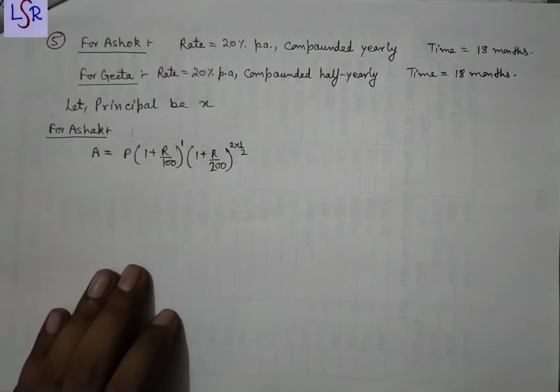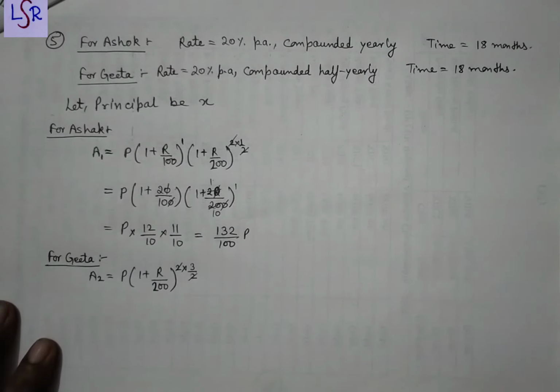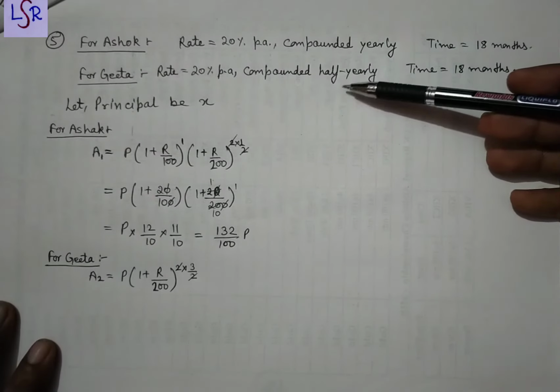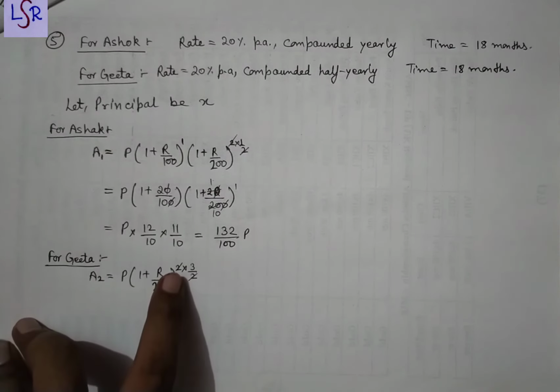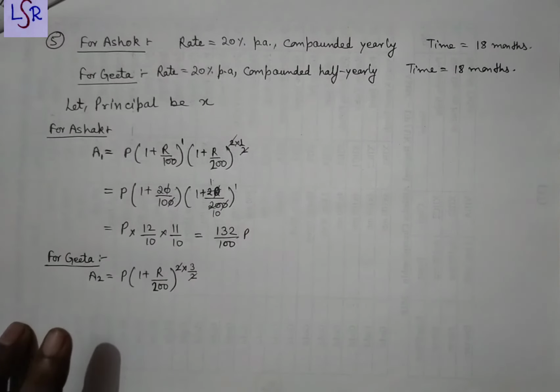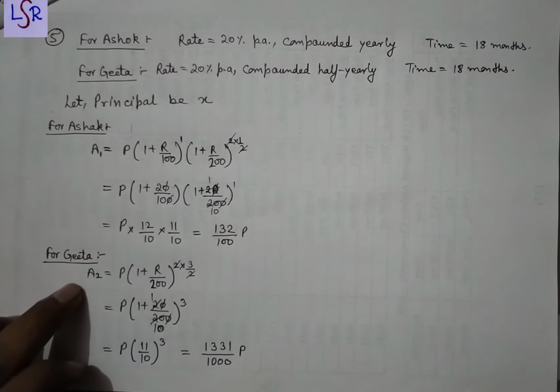Now let's solve it. Here we get the amount for Ashok, which equals 132/100 P. Now we'll calculate the amount for Geeta. In case of Geeta, the amount is calculated on a half yearly basis, so we have (1 + R/200)^(2 × 3/2). Now we'll place the value of R and solve it, and here we get the value of the amount which is being received by Geeta.